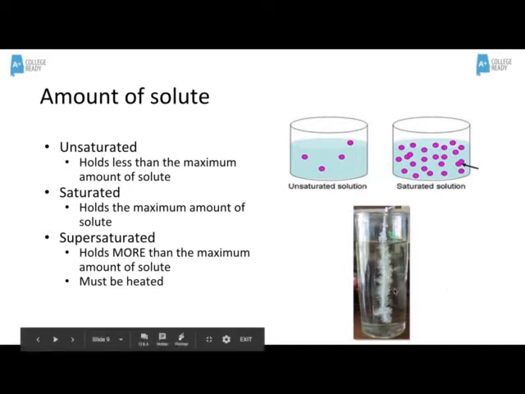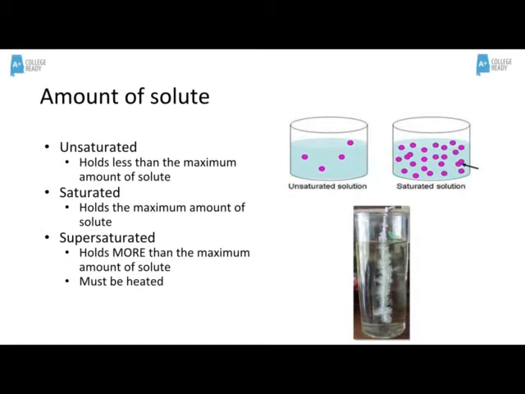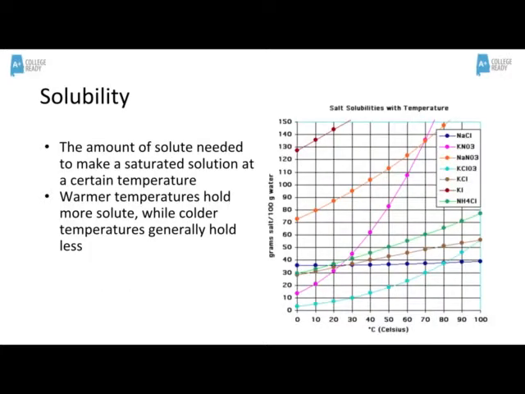If you look at this picture, that's actually how rock candy is made. You make a supersaturated solution of sugar and water, and then you cool it down and disturb it, and all of the sugar crystals will recrystallize on the string and you have rock candy. So solubility is the amount of solute that's needed to make a saturated solution at a certain temperature.